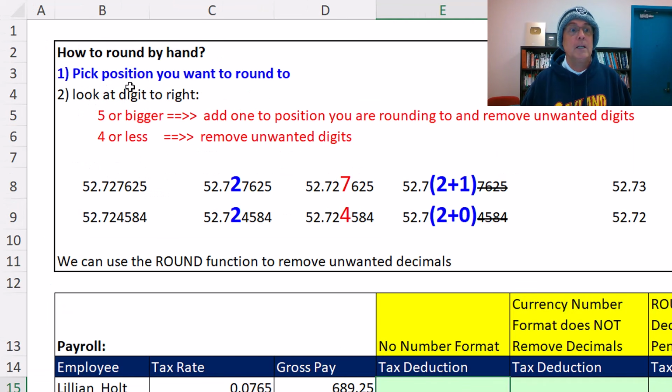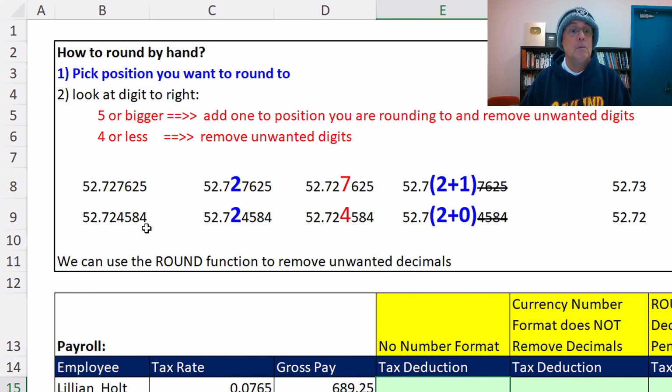Step 1, pick the position you want to round to. So I'm starting at the decimal. 1, 2. That's to the penny. I'm rounding to the second position. Then I go to step 2. Look at the digit to the right. There it is. If it's 5 or bigger, add 1 to the position you're rounding to and remove the unwanted digits. So I'm rounding to there, 7, that's 5 or bigger. So I add 1, remove the digits, and 52.73, that's our rounded answer.